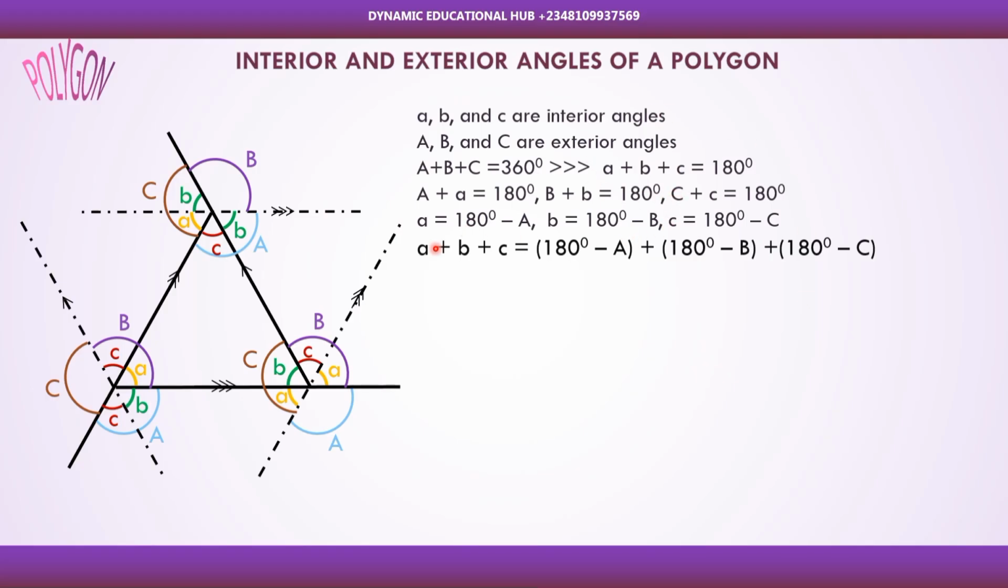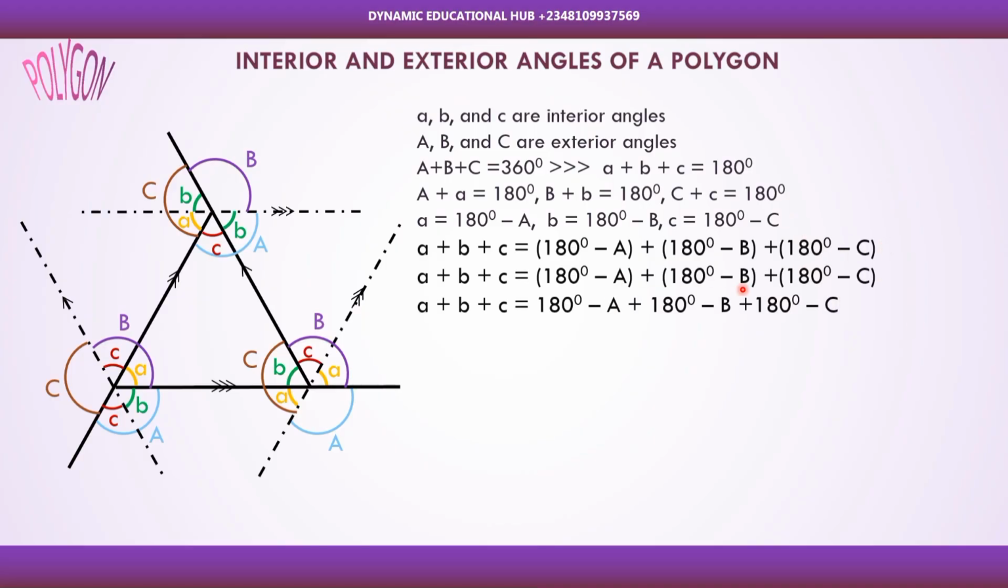We know that A plus B plus C, which is the interior angles, is equal to 180 degrees. We have seen that. But instead of just putting 180 degrees here, let's make an expression for A. Let's use the expression 180 minus capital letter A, B as 180 minus capital letter B, and C as 180 minus capital letter C. So let's do away with our bracket. We are going to have 180 degrees minus A plus 180 degrees minus B plus 180 degrees minus C.